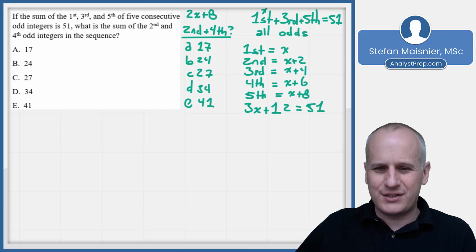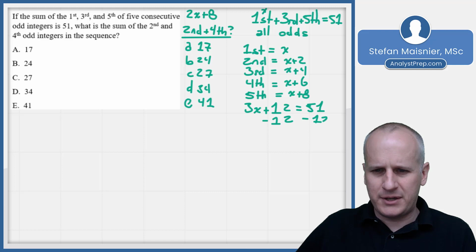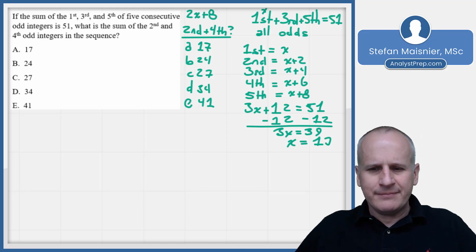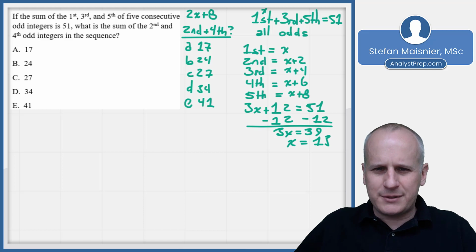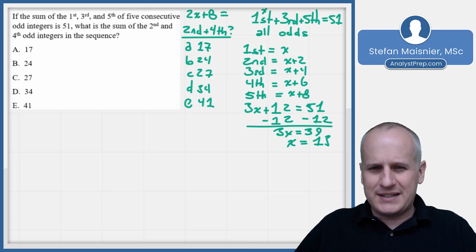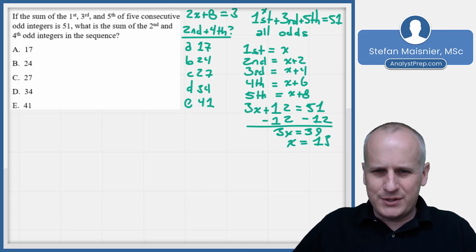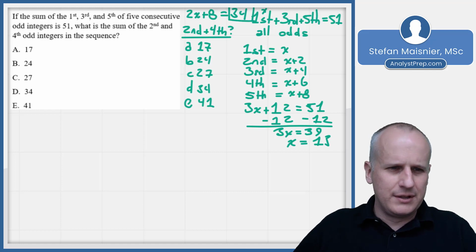And now I can solve for x. So we've got 3x, and we subtract 12 from each side. We discover that 3x is now equal to 39, which means that x has to be equal to 13. And 2x plus 8 in this situation is going to be 13 times 2, which is 26, plus 8, which is equal to 34 exactly. And that's our technical solution.